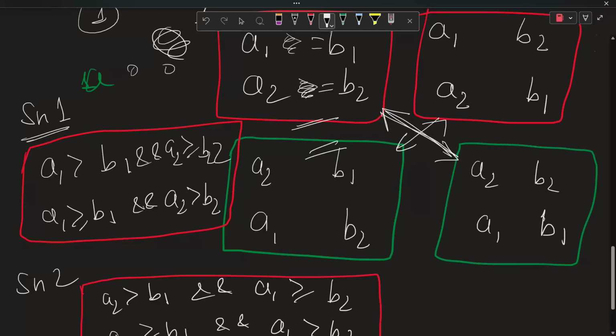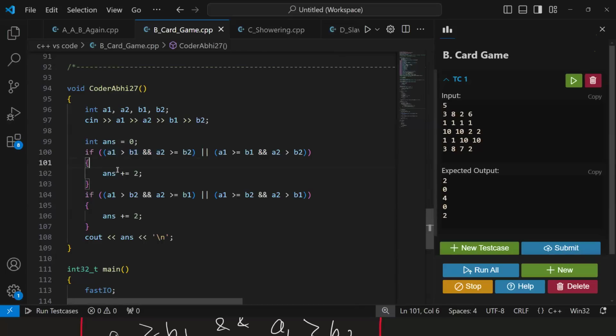Okay, I thought we had to use combinatorics or probability for this. No, because there are only four combinations possible. If there would have been more than that, then we would require some permutations and combinations. But here we can manually check the four combinations. So I hope that is clear.